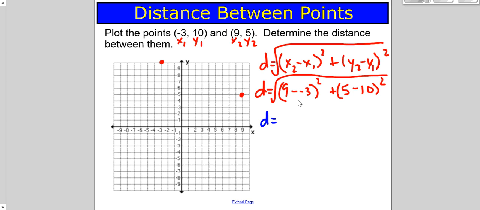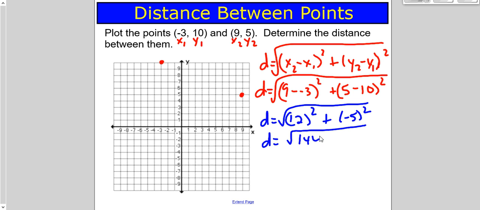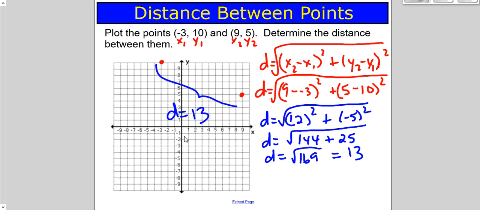Okay, so distance is equal to 9 minus -3, which is 12, squared. 5 minus 10, which is -5, squared. Well, 12 squared is 144, and -5 squared is going to be 25, because -5 times -5 is 25. 144 plus 25 is the square root of 169, and the square root of 169 is 13. So my distance between these 2 points is 13 units.